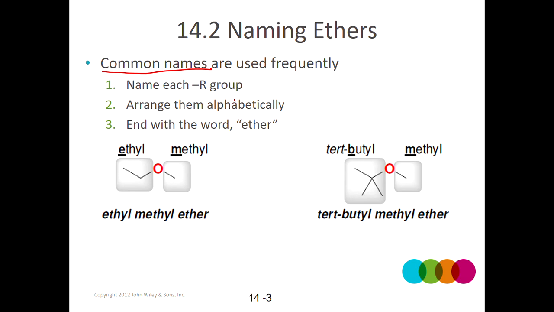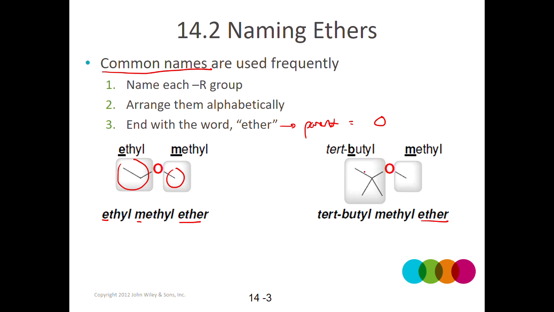There are a ton of ethers that are much more frequently called by their common name than by the IUPAC name. So if you're going to name an ether by the common name, we want to learn this system. The parent name is just ether. In this case, the parent is just a single atom, the oxygen atom. And so then you have to name the R groups that are bonded to it as substituents. This is a 2-carbon group, so it's ethyl, 1-carbon group, methyl. Put those alphabetically. E comes before M, and you get ethyl methyl ether.